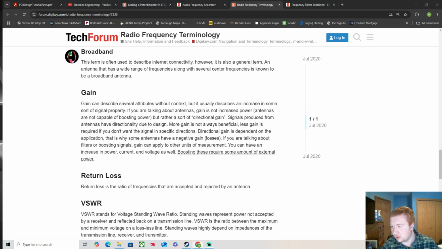Technically, more gain is not always beneficial with the directional stuff. Less gain is required if you don't want the signal in specific directions. Directional gain is dependent on the application, and that's why some antennas have negative gain or losses. If you're talking about a filter or boosting signals, gain can apply to other units of measurement. You can have an increase in power, current, voltage, but it does require external power to do so. Otherwise, you'd be breaking physics.